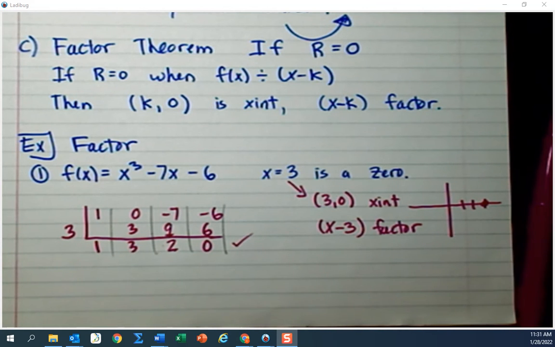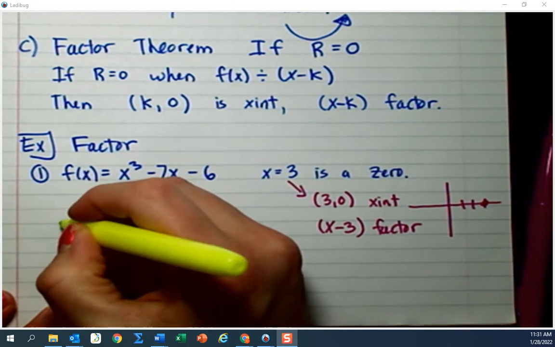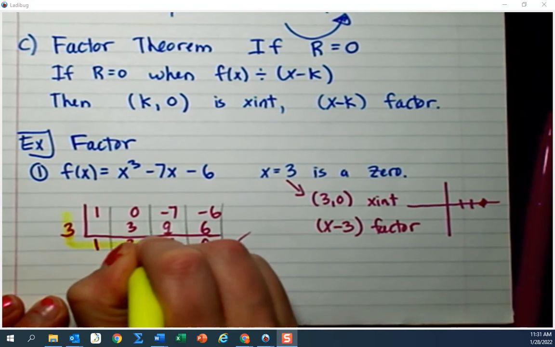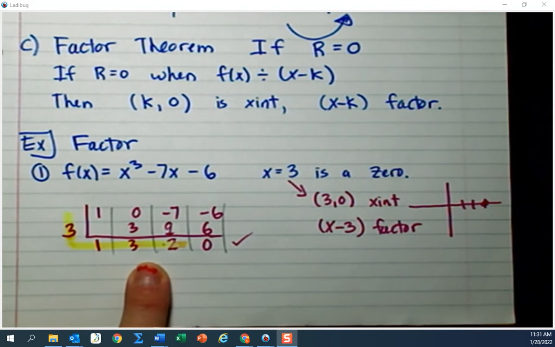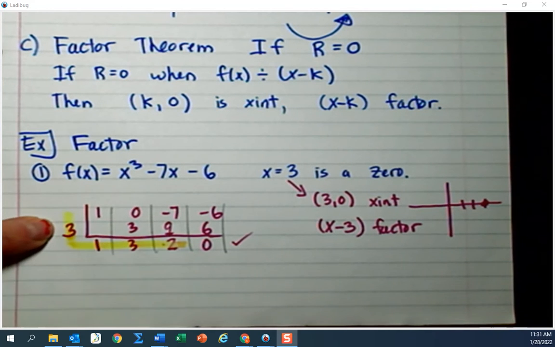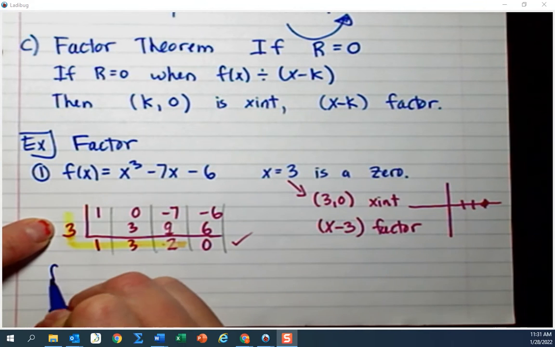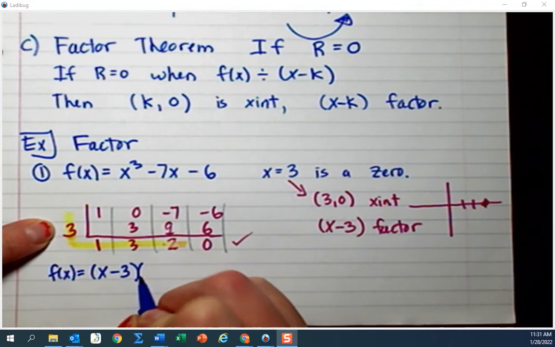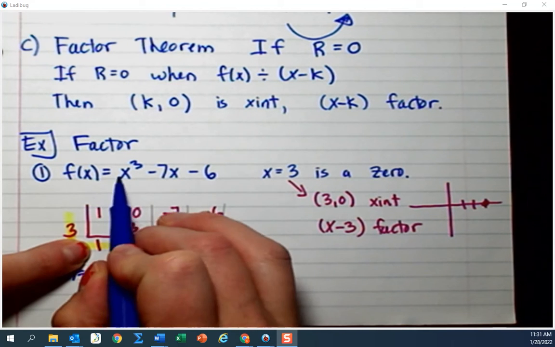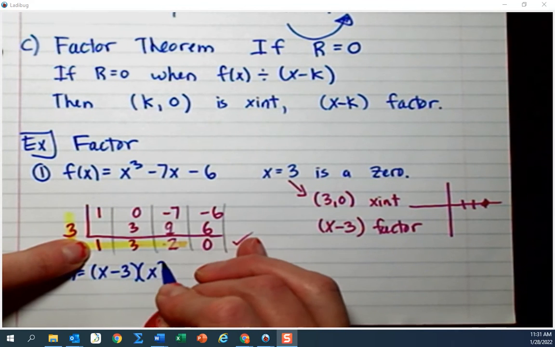Now, here's how you're going to use this factor theorem. I'm going to highlight this outside portion right here. Because we already know that this is the result of doing the division, but the directions didn't say divide. The directions said factor. So I'm going to use that division to create the factors. Right here, you're going to start at the 3. F of x equals x minus 3 times. Okay, well, it was cubic, so now it's quadratic.